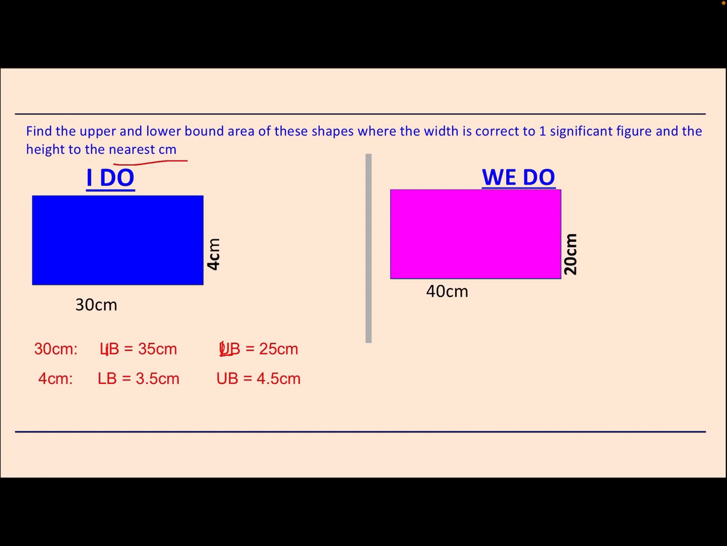Okay, so that means that our upper bound area is going to be 35 times by 4.5, and that gives us our answer, and our lower bound is going to be 87.5. So I want you to pause the video and give yourself some time to do the we do.